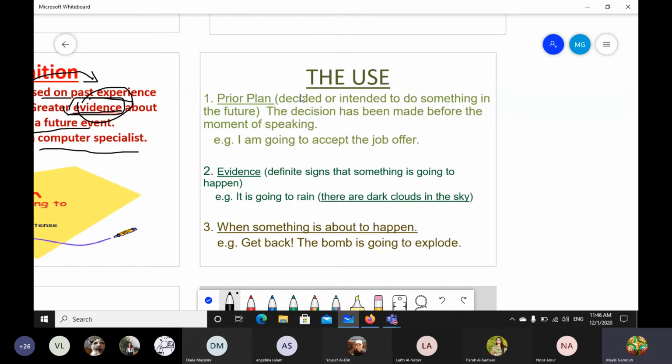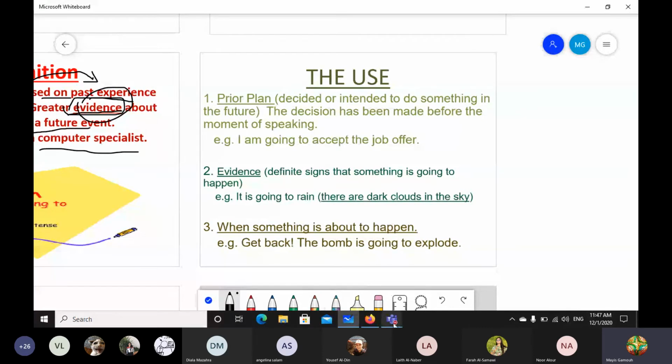So here let's go back to the definition. It is decided, so I have a situation that I have to decide about, or intended. Intended means meant. So it is decided or meant to do something in the future. I am now thinking regarding the job offer that they gave me, and I decided that I am going to accept it. So it is based on a past experience, on a fact, and this fact was the job offer, and I am making a prior plan that I am going to accept this job offer.